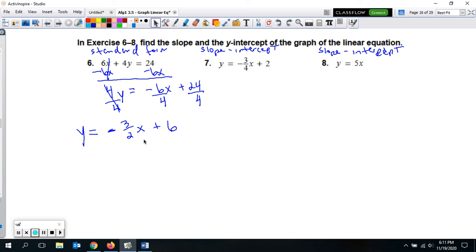So now that we have it in slope-intercept form, we can identify our slope right there as negative 3 over 2. That's the m. So the slope is equal to negative 3 over 2. We can identify the b number right there, plus 6.